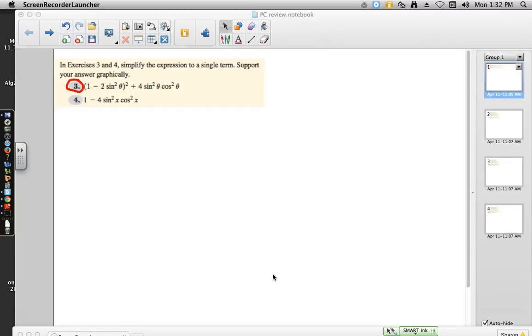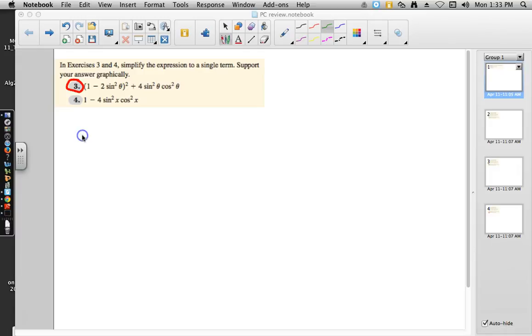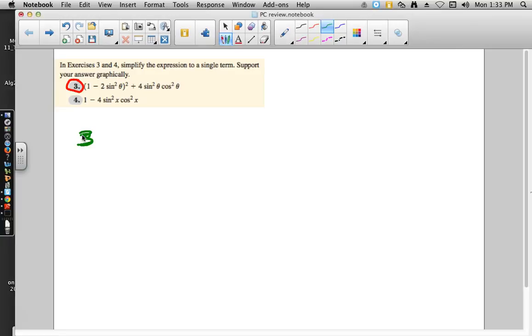These are the frequently asked questions for pre-calculus for the review that we're using for sections 5.4, 5.5, and 5.6. And all four that you've asked for are dealing with proofs or simplifying and using all of the different formulas that we have to reach a conclusion. So number 3 says, in exercises 3 and 4, simplify the expression to a single term and support your answer graphically.